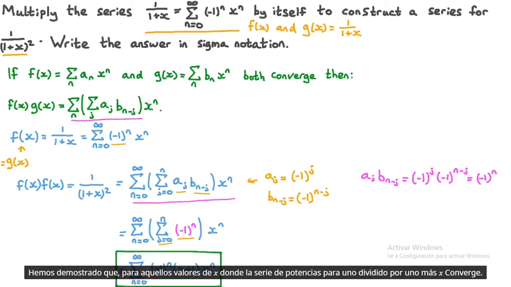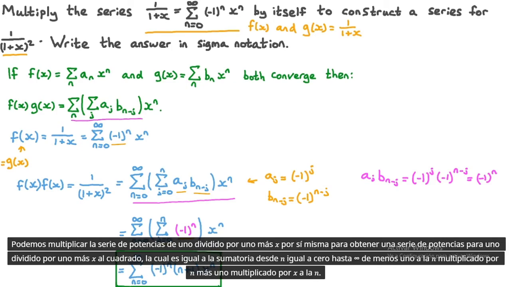Therefore, we've shown for the values of x where our power series for 1 divided by 1 plus x converges, we can multiply the power series of 1 divided by 1 plus x by itself to get that 1 divided by (1 plus x) squared is equal to the sum from n equals 0 to infinity of (-1) to the nth power multiplied by (n plus 1) multiplied by x to the nth power.